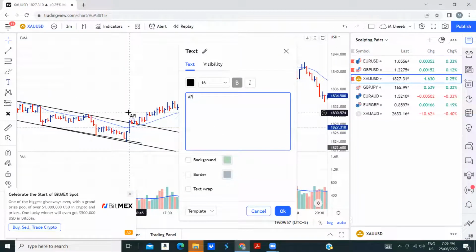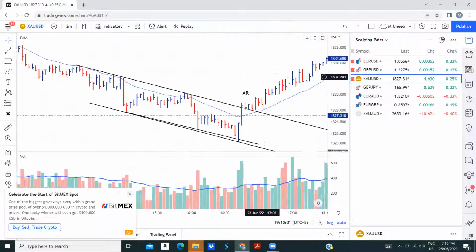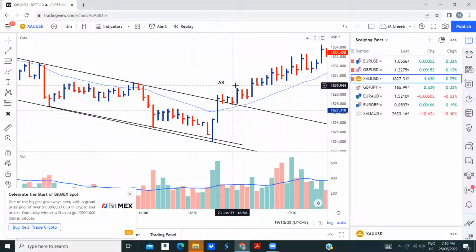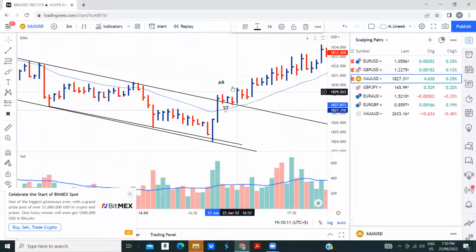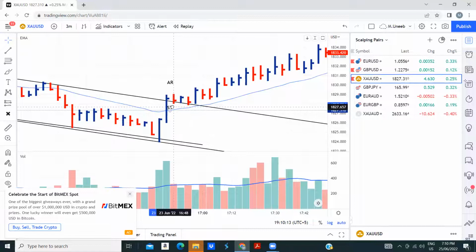This is what? AR, automatic reaction. Okay, automatic reaction. This one is what? Secondary test, right? This secondary test has a low, which one? Higher low, right? So we can draw a small one here, right over here.